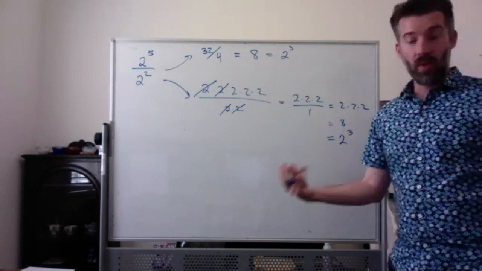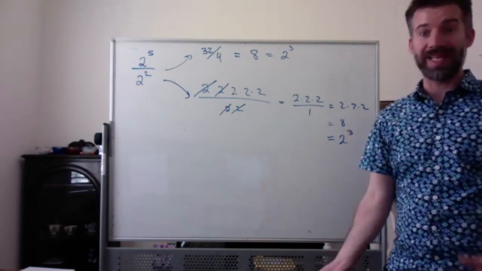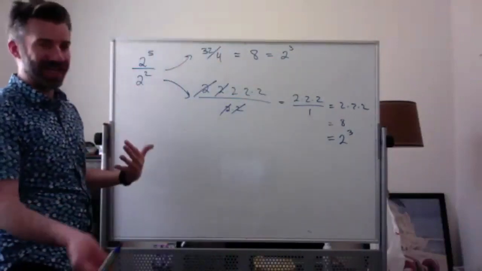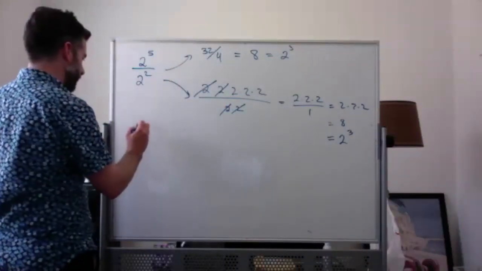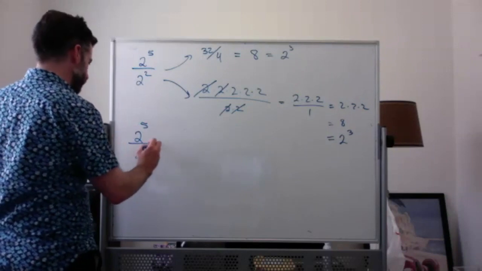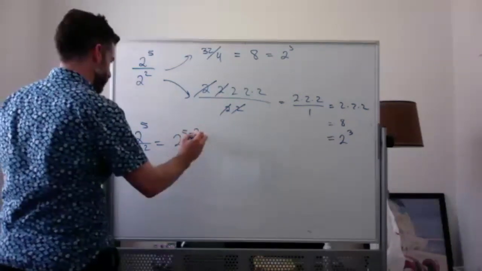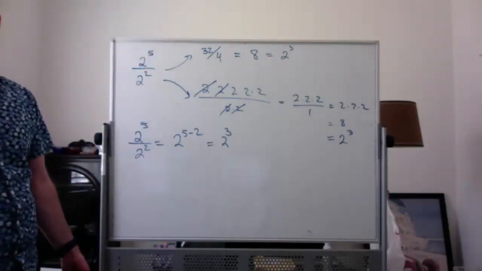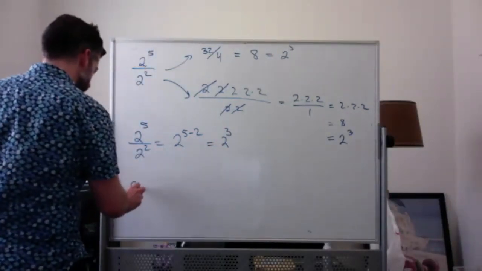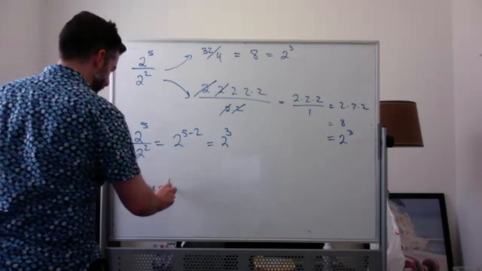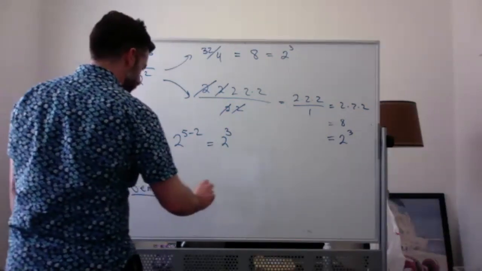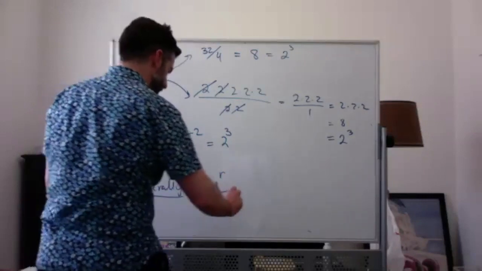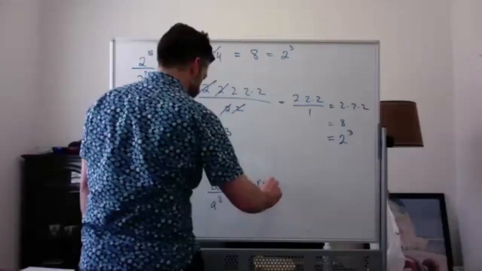So when we are multiplying things together with the same base, we can add the powers. When we're dividing things with the same base, we can subtract the powers. And so generally we have the following rule, that a to the r divided by a to the s is equal to a to the r minus s.